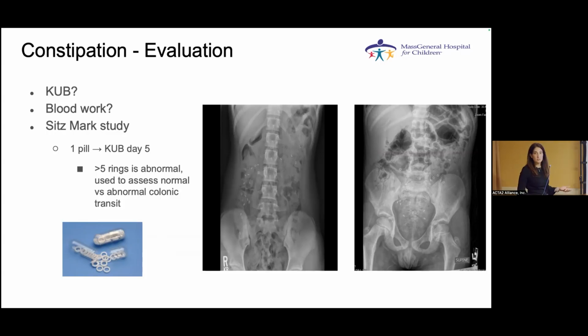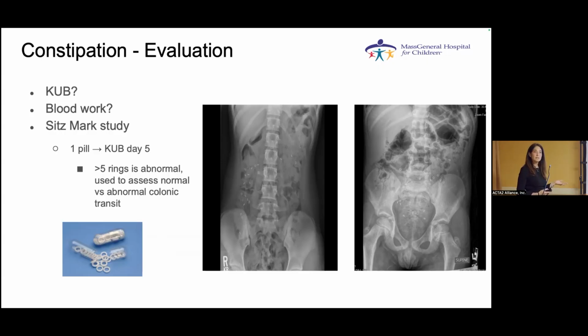We know what one of the issues is with ACTA2 mutations. We know there's an issue with the smooth muscle. And so adding things to it doesn't really give us additional information. So one of the tests that I do think is helpful is something called a Sitzmark study, which some of you may be aware of. And that's where we have patients swallow these capsules, or you can open them up, and they have 24 rings inside. And then essentially what we do is we get an X-ray on the 5th day.